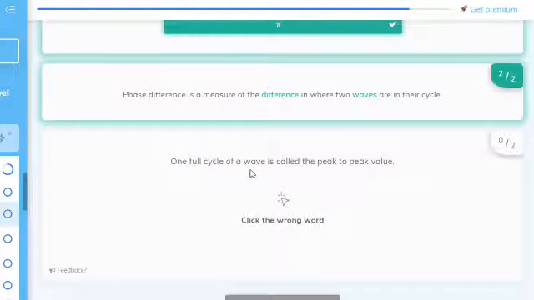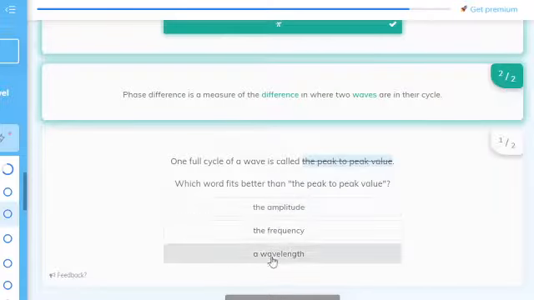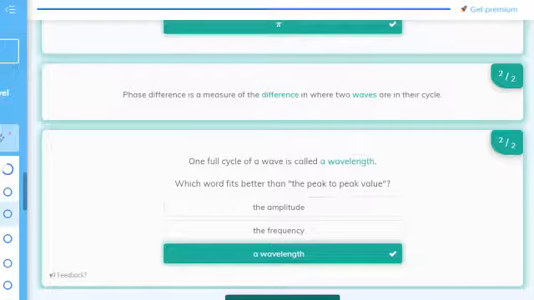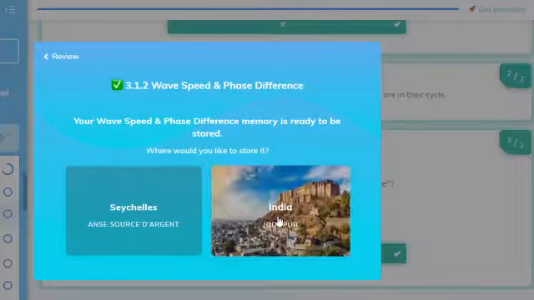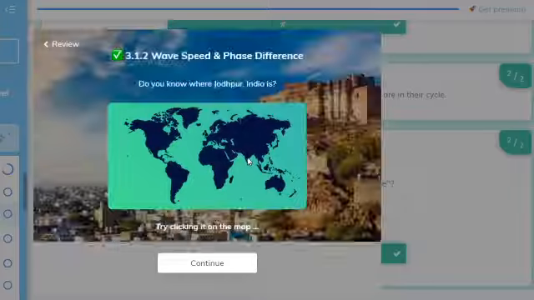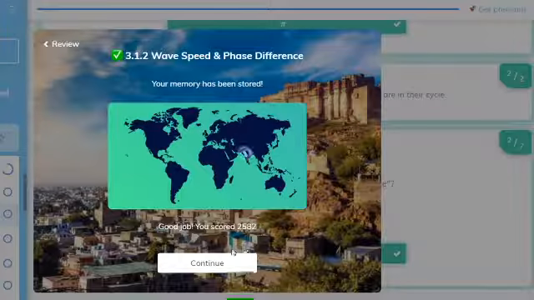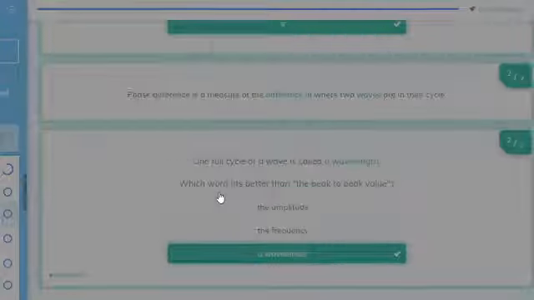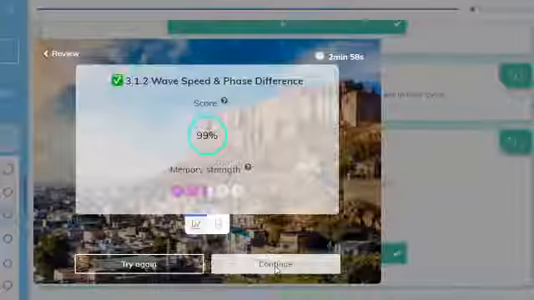One full cycle of a wave is called the peak to peak value. Well, no, it isn't. One full cycle of a wave isn't called the peak to peak value, it's called its wavelength. I thought it was too long to actually be chosen, but apparently it is, so that's fine. Oh, what am I looking for? This is going to be here. That's close. Theoretically, I could have been right, and they could have just put it in the wrong place.